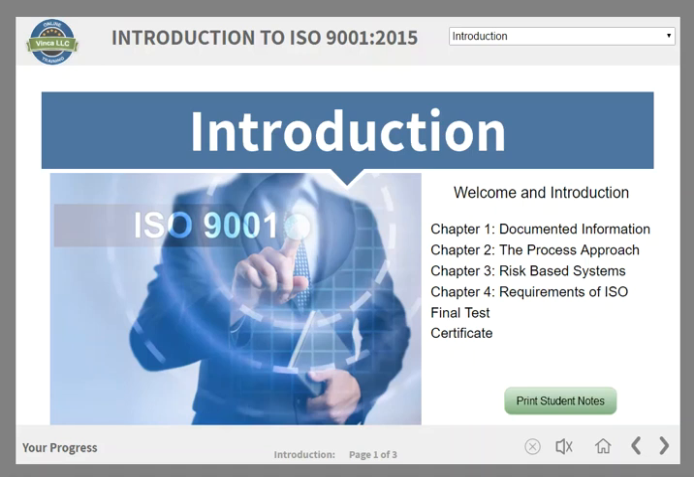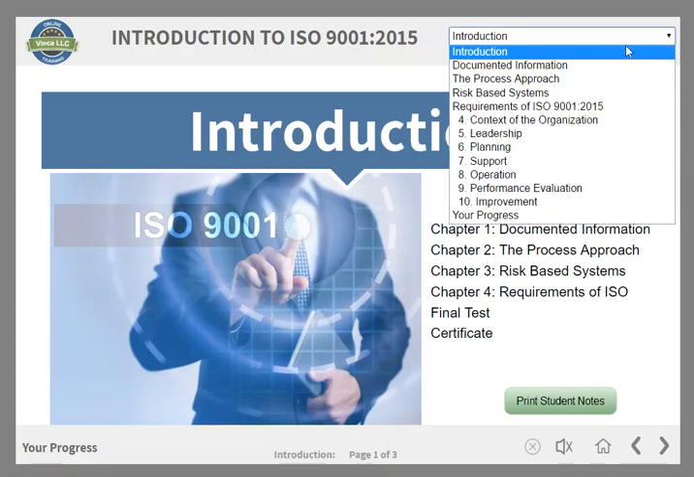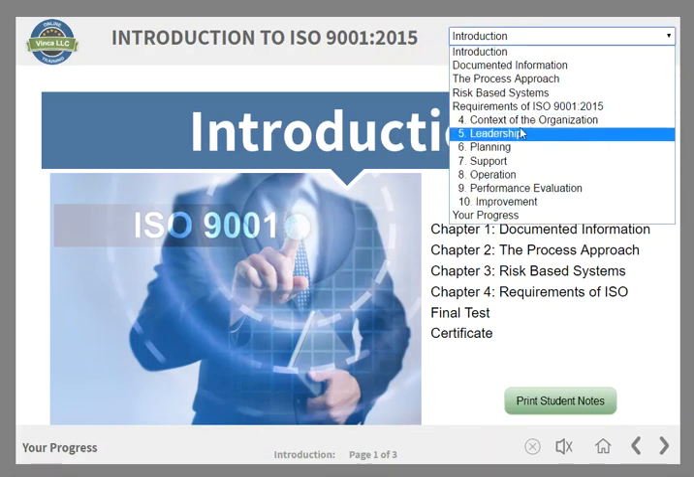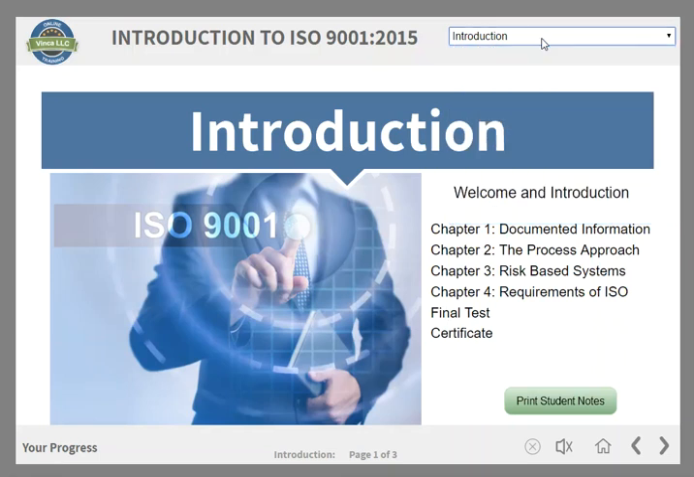You can also navigate through the program using the table of contents. This allows you to revisit any topics that you would like to review. Our training will consist of a series of chapters on key topics that will help you understand the meaning of the requirements found in the standard, including documented information, the process approach, risk-based systems, and the requirements of ISO 9001-2015.